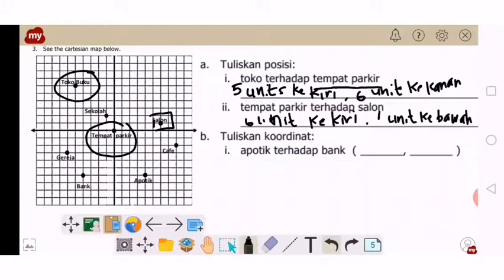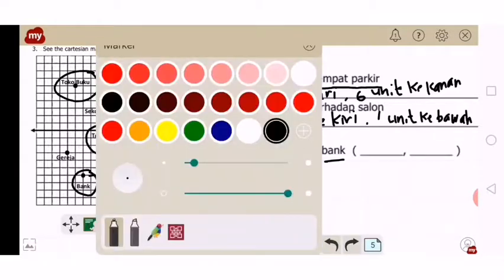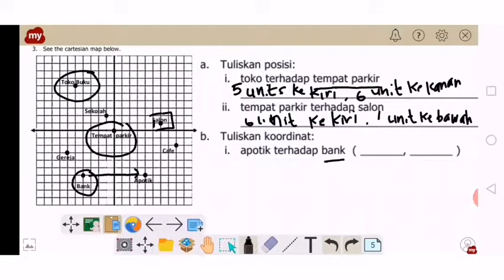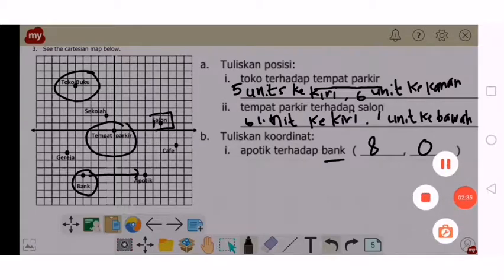Lalu tuliskan koordinat apotik terhadap bank. Koordinat apotik terhadap bank. Maka yang kita lihat pertama kali adalah banknya. Lalu kita cari apotiknya. Ini bank posisinya. Dari bank kita move ke apotik. 1, 2, 3, 4, 5, 6, 7, 8. Karena dia berpindahnya ke sebelah kanan dan itu adalah bentuknya horizontal. Ini jaraknya horizontal. Dan seperti kita tahu horizontal itu adalah untuk posisi X. So ini 8. Lalu dia naik atau tidak naik ataupun turun, maka sebagai nilai Y-nya adalah 0. Oke, itu untuk pertanyaan nomor 3.